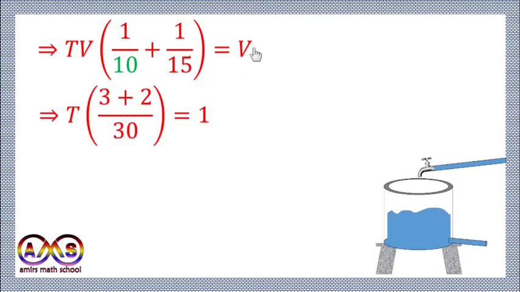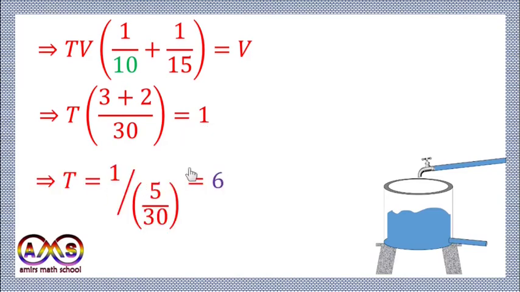And cancel this V from both sides. That is T into, taking the LCM of 10 and 15, that is 30, (3 plus 2) over 30, which is equal to 1. So after simplifying, we get the result T equal to 6. If both the pipes are open, then the total required time to fill the tank is 6 hours.